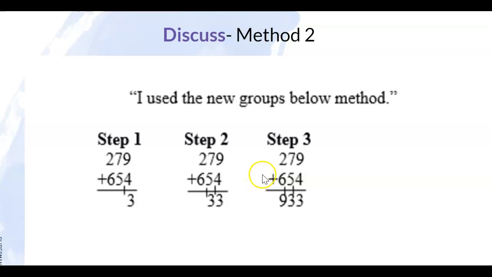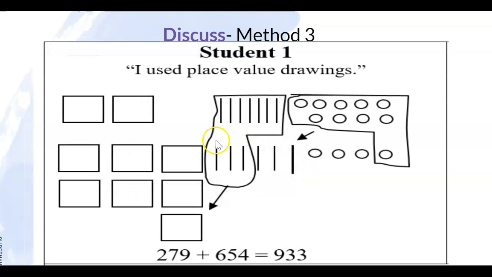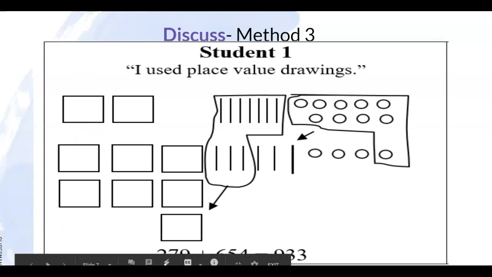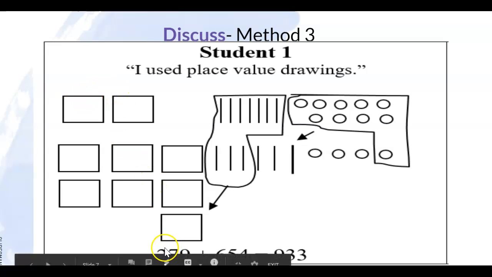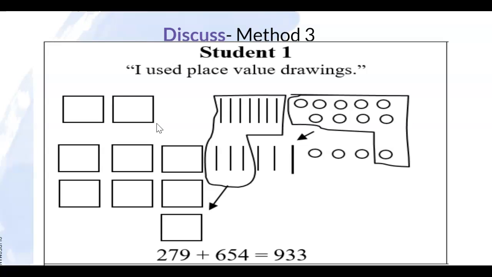So we're going to move on to our next method, and this is with place value drawings. So this method is where you are able to use place value drawings. Okay, so with our place value drawings, you are going to represent the 279 and also the 654. So first, let's look at 279 being represented.